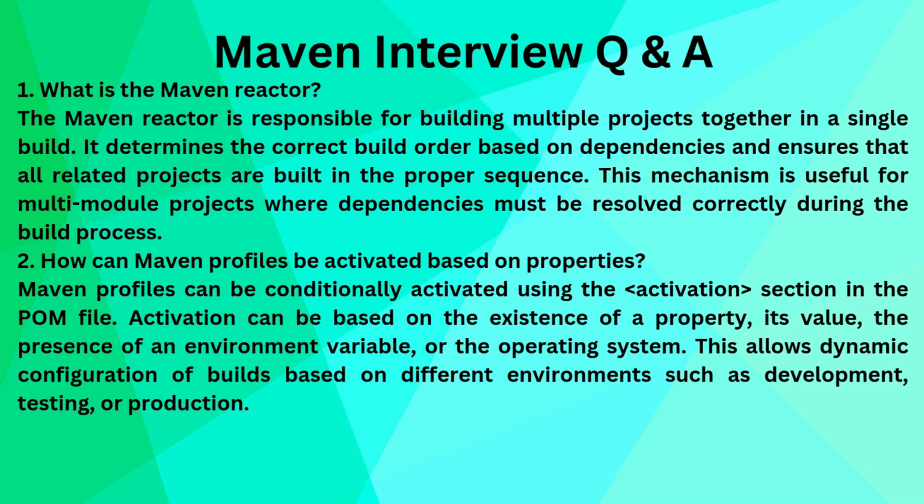How can Maven profiles be activated based on properties? Maven profiles can be conditionally activated using the activation section in the POM file. Activation can be based on the existence of a property, its value, the presence of an environment variable, or the operating system. This allows dynamic configuration of builds based on different environments such as development, testing, or production.